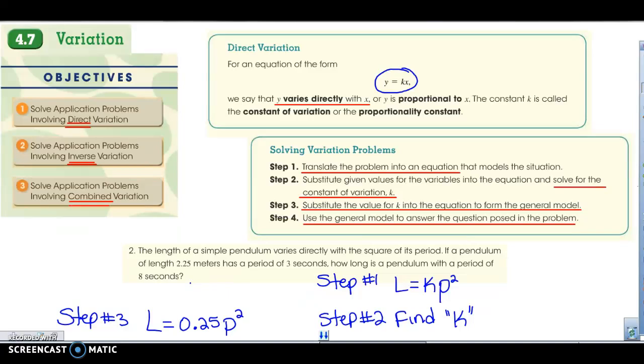Today we take a look at section 4.7 on variation. We're going to be looking at the different ways that quantities can vary with one another. There are three types of variation that we'll consider in this section: direct variation, inverse variation, and combined variation. There's a basic equation for each that you will need to become familiar with.